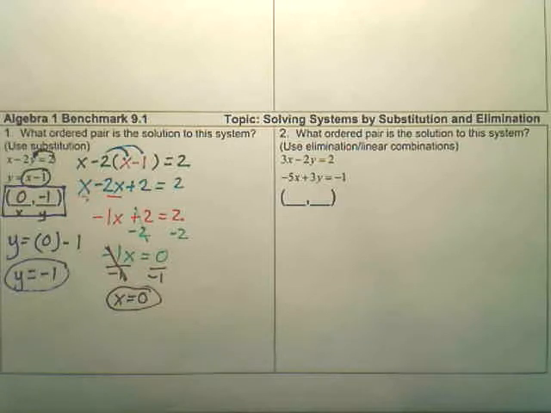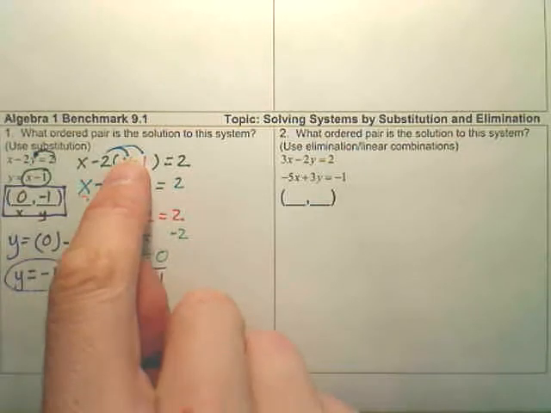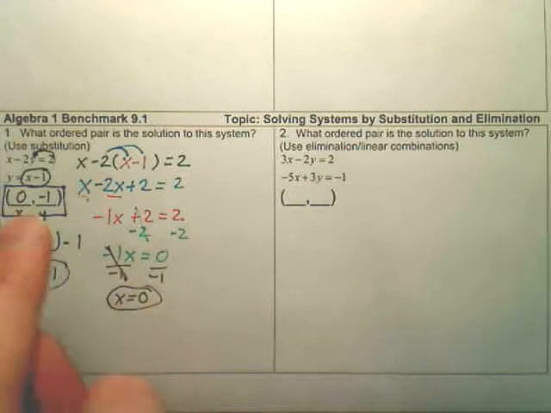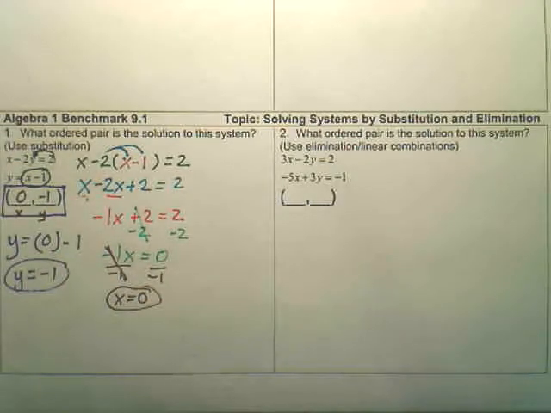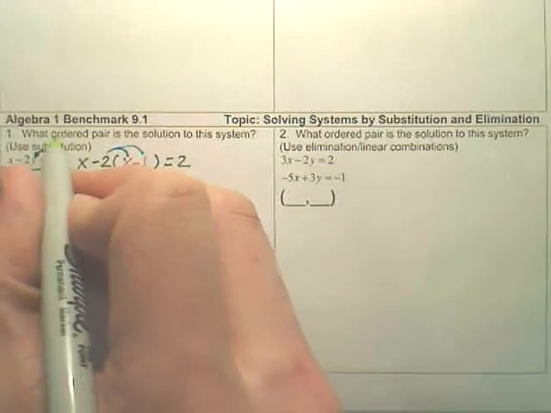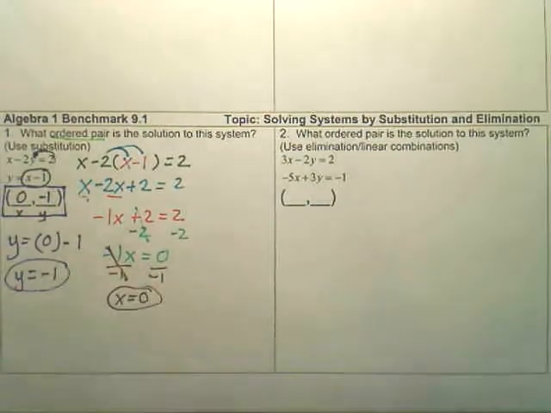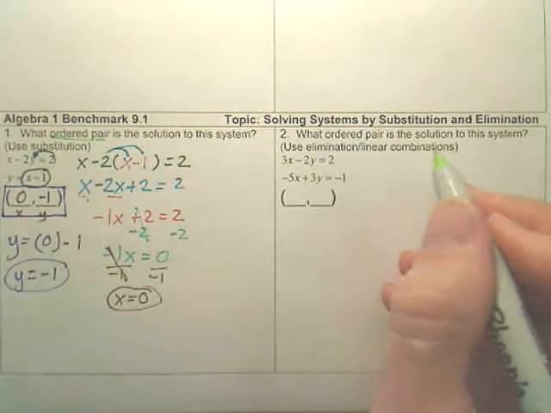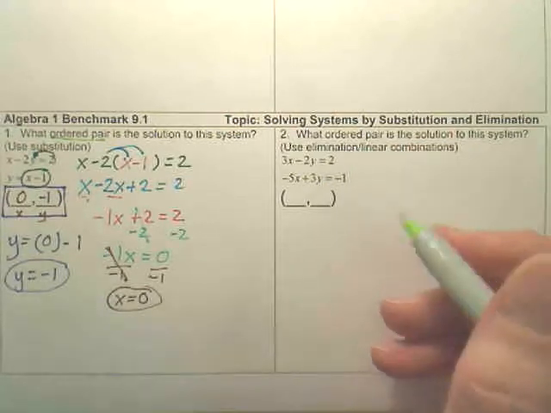It's called substitution. You take one equation, plug it in the other, and then you solve it. You take your answer, plug it back in. That coordinate is where the two graphs cross. Now, number 2. By the way, this is an ordered pair, a pair of numbers in order, x, y. Here I want the ordered pair for the solution using elimination, also called linear combinations.